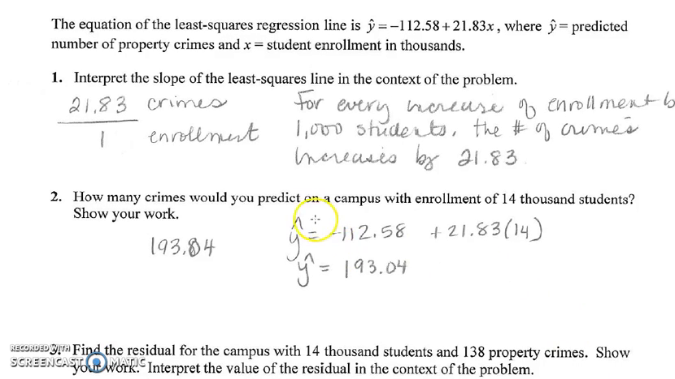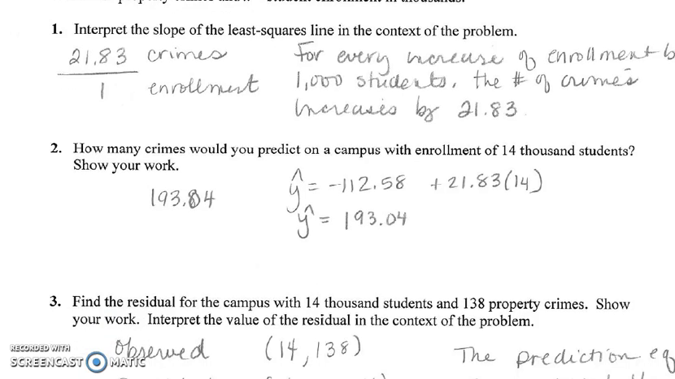How many crimes would you predict? So we're going right back to this prediction equation that they gave me up above. And I should have written predicted crimes and enrollment, but instead of enrollment, they ask us to do it for a specific enrollment of 14,000, but the equation was already in thousands, so there's no reason to put 14,000. It's just 14. Plug that in, and my predicted y, or my predicted crimes, would be 193.04 crimes for a university with 14,000 students.